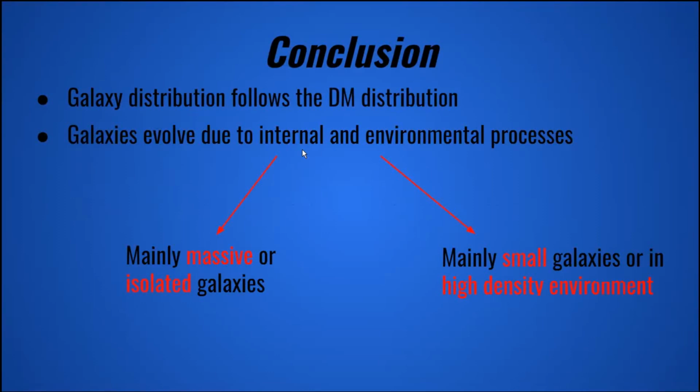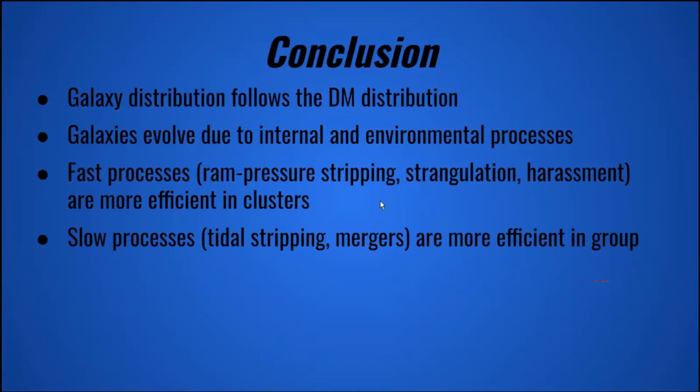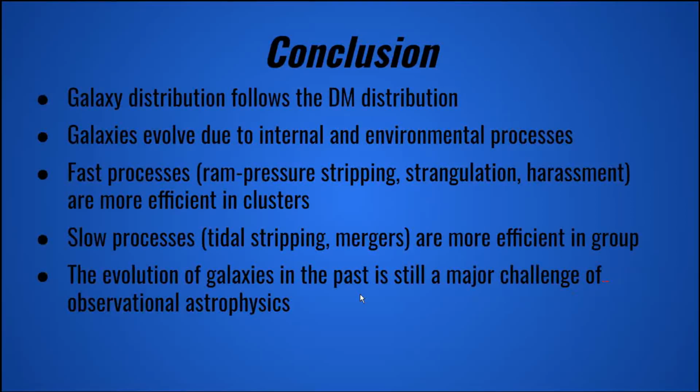There are definitely two types of evolution processes: internal, which mainly are responsible for the evolution of massive galaxies or isolated galaxies, and environmental processes, which affect mainly galaxies that are smaller and found themselves maybe in a big cluster. We know we've got fast processes, which are more efficient in clusters because there's more hot gas and more mass, and slow processes, which are more efficient in groups or in galaxies that just meet in pairs or small groups.